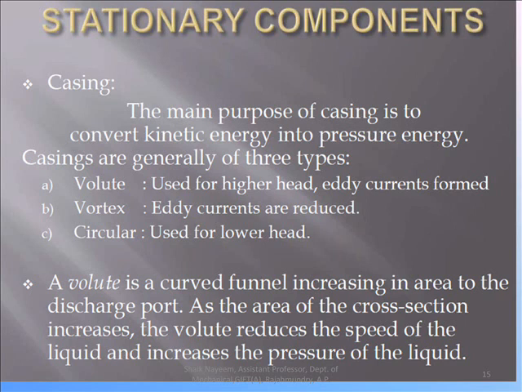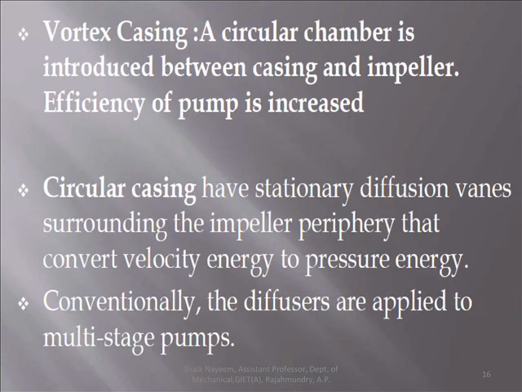The volute casing increases its area up to the discharge port. Because of this increasing area, the kinetic energy is converted into pressure energy. Now we'll see the vortex casing. A vortex casing is used in centrifugal pumps to increase the efficiency of the pump.